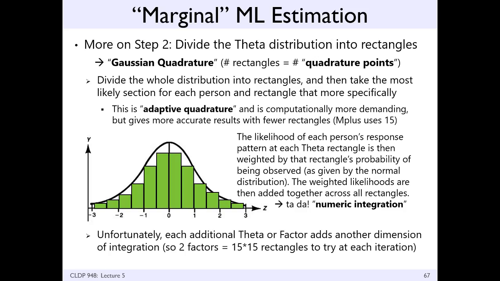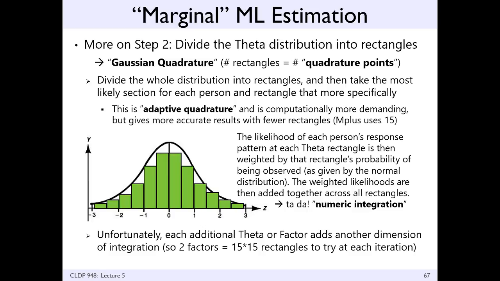So, quadrature, that is a new word. It means cutting up a continuous distribution into rectangles. The number of quadrature points that you are using with which to do this, so this is our theta distribution cut up into rectangles, is set by the program or by you. So for instance, M+ has a default of 15 points of quadrature. It's going to cut up a theta distribution into 15 points.